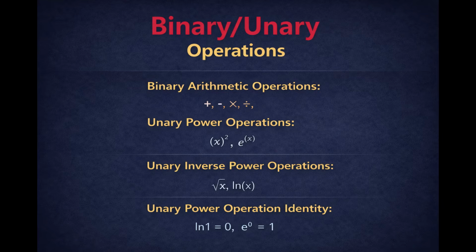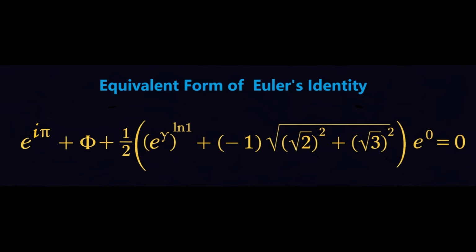These identities are not coincidences. They define the fixed points of the exponential and logarithmic functions. And this is where everything connects. In the equivalent form of Euler's identity, binary operations, unary operations, inverse operations, and identities all appear at once, woven into a single, perfectly balanced equation.